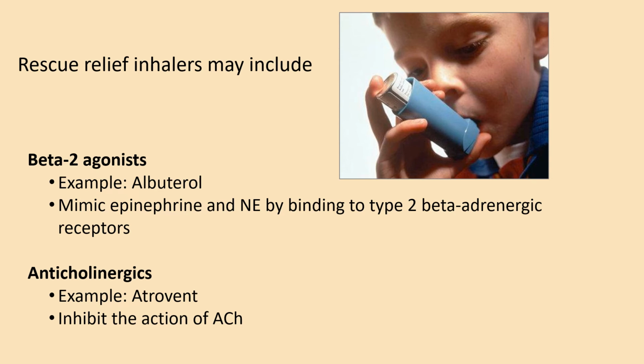Anti means against, right? Cholinergic refers to acetylcholine. So an anticholinergic is an antagonist for acetylcholine. The example there is Atrovent. That inhibits the effects of acetylcholine. And if you recall from a few slides back, acetylcholine causes bronchoconstriction, right? That was the rest and digest parasympathetic output. So if we can inhibit or prevent the effects of acetylcholine, we can limit the degree of bronchoconstriction and accentuate the bronchodilation.